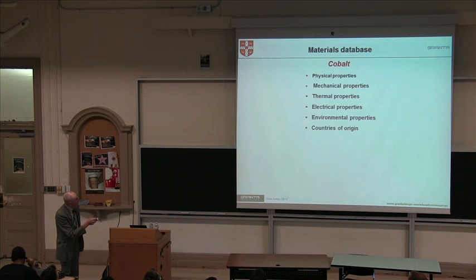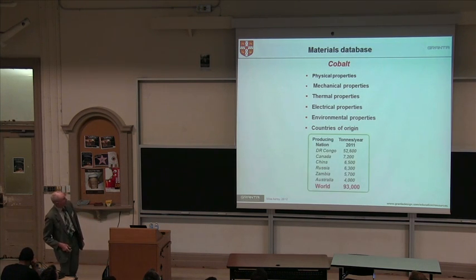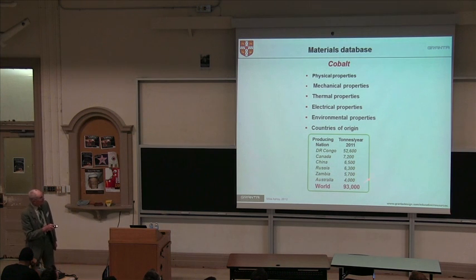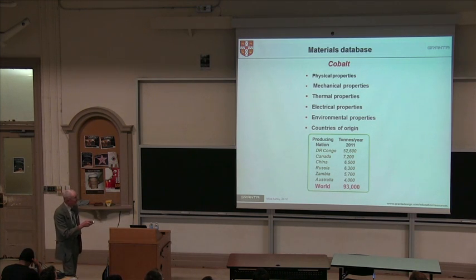The countries of origin bit is new, and it looks like that. It says which countries it comes from. That's 98% of the world's cobalt. And this is the tonnage, the most recent data is 2011. This is the tonnage from those countries. And what you see is that of the 93,000 tons of cobalt produced a year, more than half comes from one place, the Democratic Republic of the Congo.